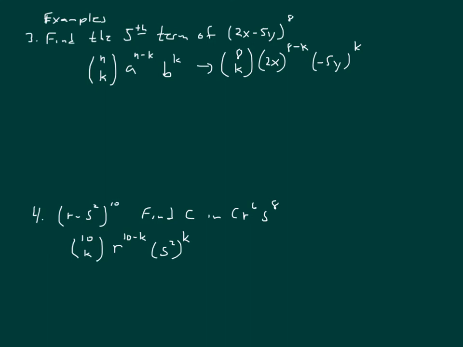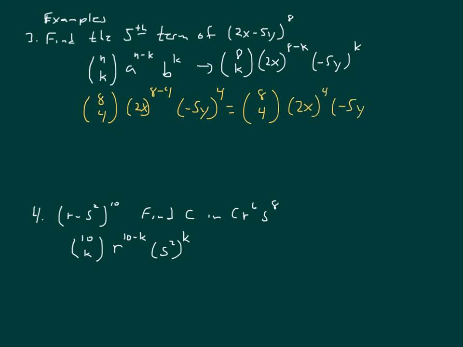So what I have to do is I have to find 8 choose 4 times 2x to the 8 minus 4 times negative 5y to the fourth. So what I'd like you to do right now, well, this is going to be 8 choose 4 times 2x to the fourth times negative 5y to the fourth. So what I would like you to do right now is pause the video and I want you to simplify that expression. Okay?